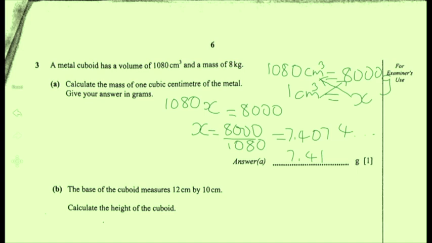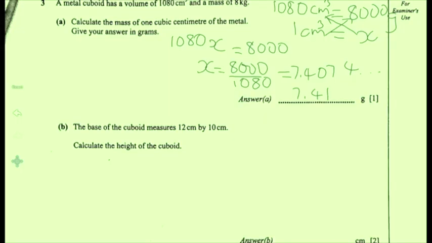Then the base of the cuboid measures 12 centimeters by 10 centimeters. Calculate the height of the cuboid. So in this case, you have to use the equation: volume of the cuboid is equal to length times width times the height. You want to calculate the height, so making h the subject, we'll divide by length times breadth.